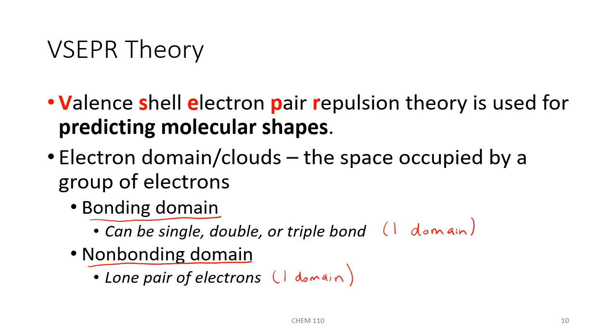VSEPR theory comes about because electrons are negative, and electrons that are too close to each other are going to have repulsions with one another. Therefore, the molecular shapes are formed because the electrons want to spread out as far as they possibly can, and the different amounts of domains that are around the central atom will dictate how many shapes we can form.